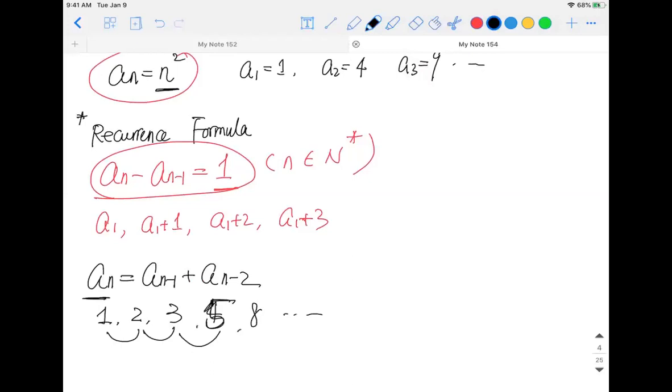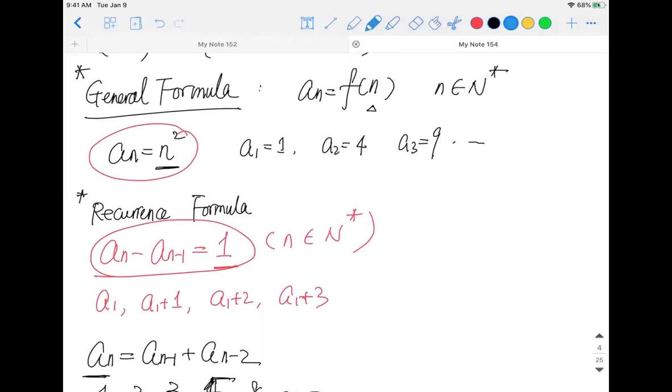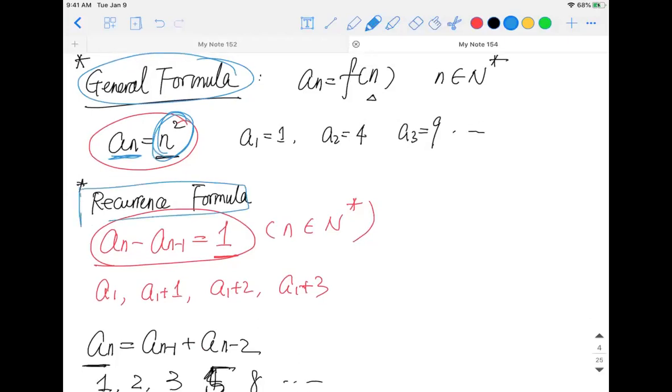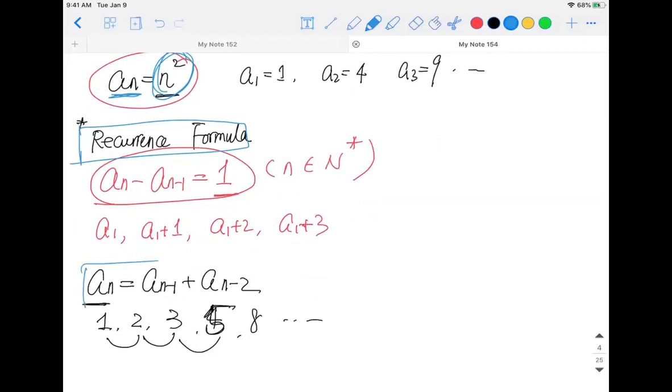All right, try to remember these two ways are equally important. One is the general formula, which finds the relationship between an and n. As long as you have n, you'll be able to determine an right away. The other one investigates the problem from a different perspective, and we call it the recurrence formula. It reveals the relationship between any two terms, or any three terms, or whatever terms in a sequence. Instead of directly giving you what an looks like, it makes it difficult to directly determine an from the recurrence formula.